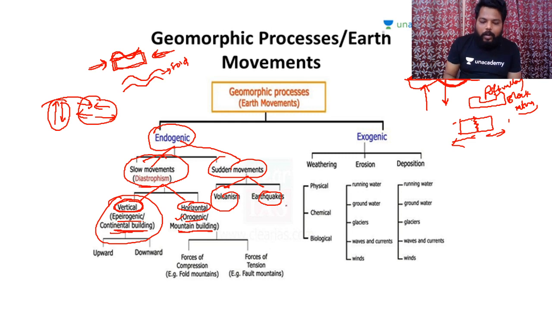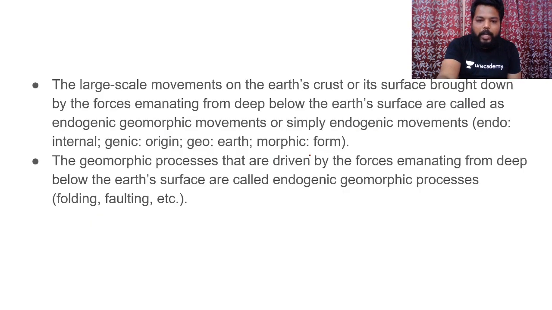Done. So a fault is nothing but the displacement which generally happens. Clear? The large scale movements on the earth's crust or its surface, brought about by forces emanating from deep below that surface, are called endogenic forces, and the geomorphic processes derived by the forces emanating from deep below are called endogenic geomorphic processes.